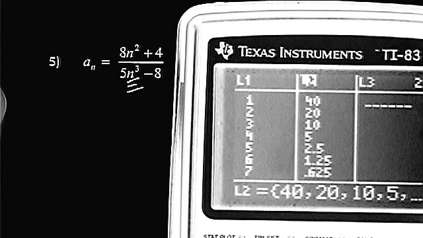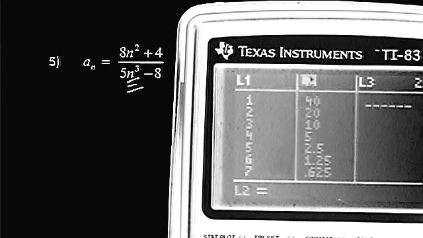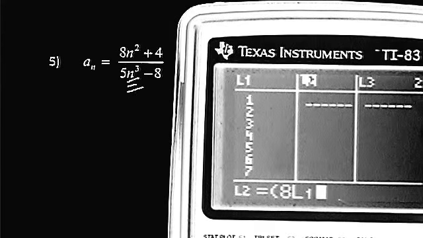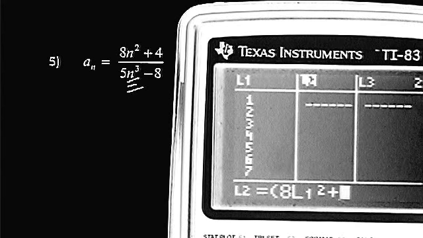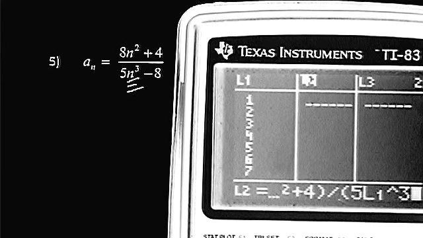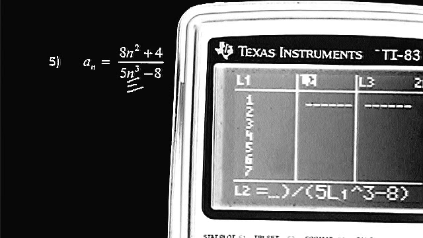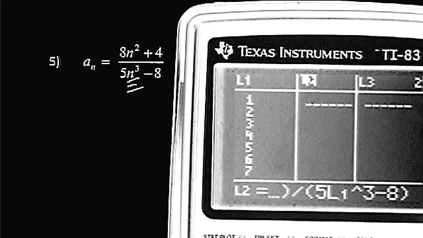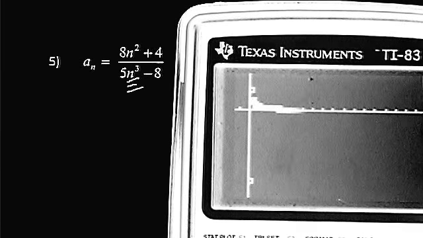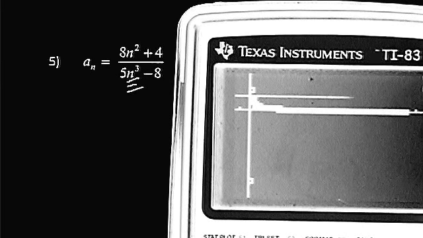Evidently not. I should have done that a different way. Okay, clear down arrow. Let's see. 8 list 1 squared plus 4 divided by 5 list 1 to the third minus 8. Okay. And it'll spit out the values here soon, and we can go zoom 9, take a look at the picture. And it looks like it's getting closer and closer.